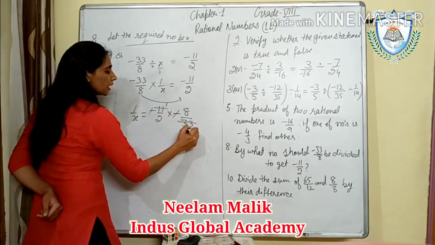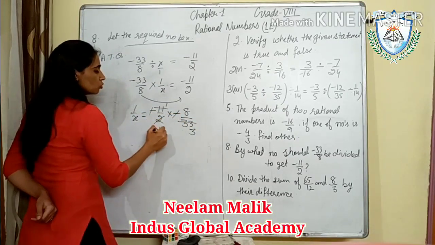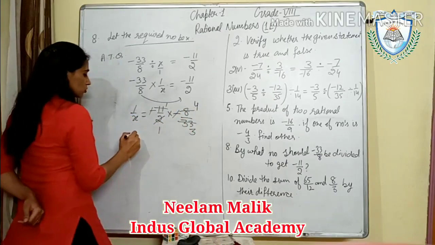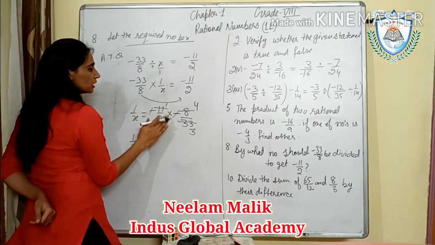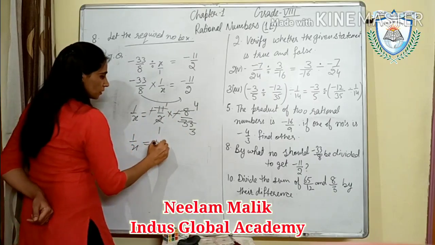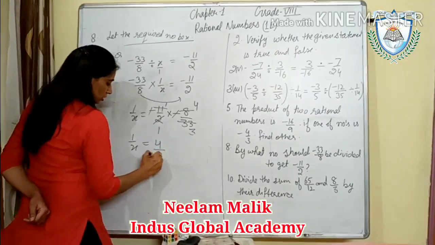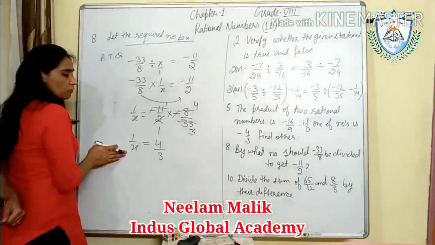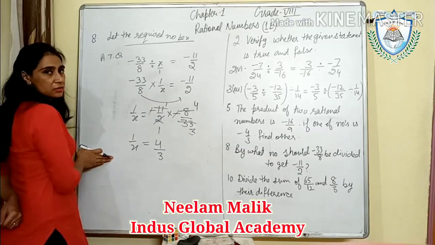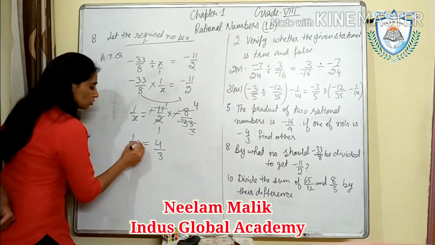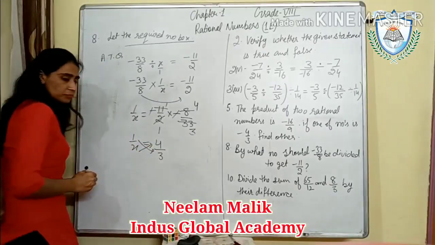11 ones are 11, 11 threes are 33, 2 ones are 2, 2 fours are 8. So 1 upon x is equal to minus, already cut it. So 4, here will be 3. So we can say this is the value of 1 upon x, but I need the value of x. I need the value of x.